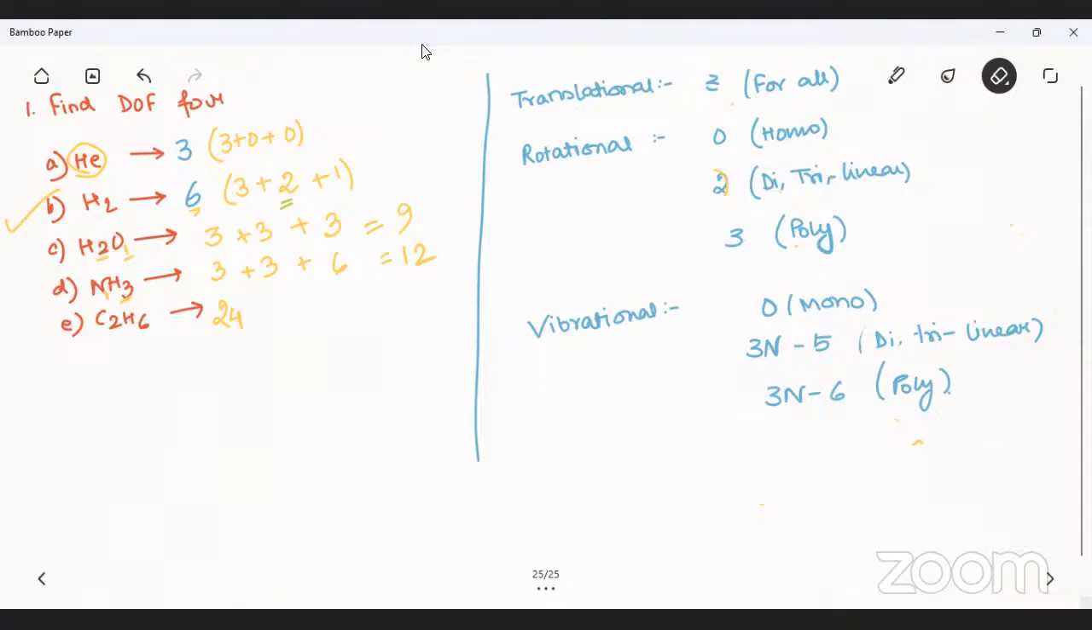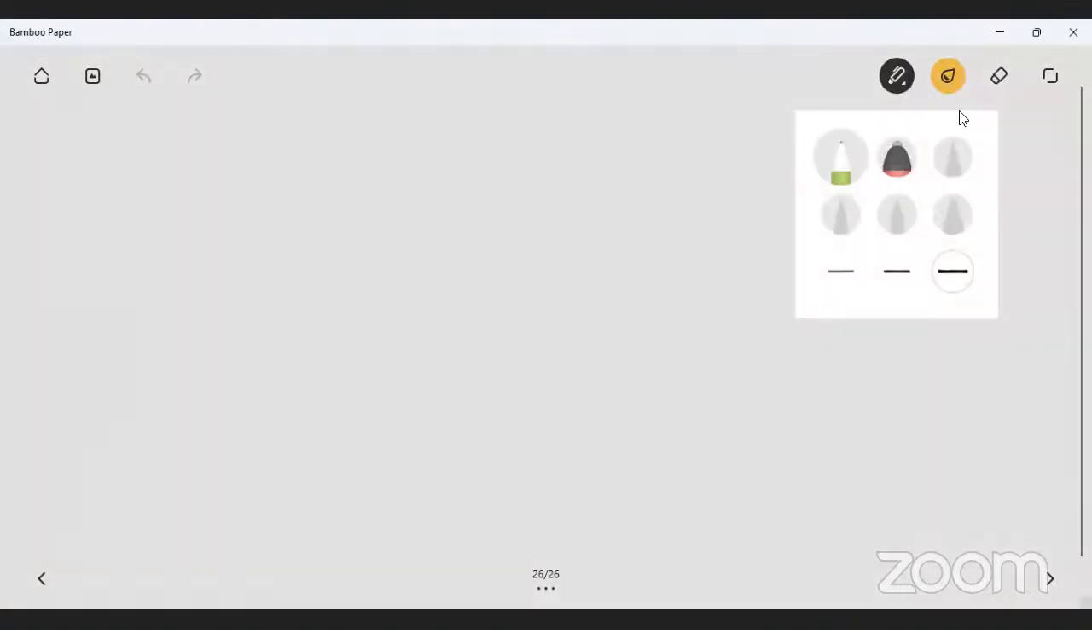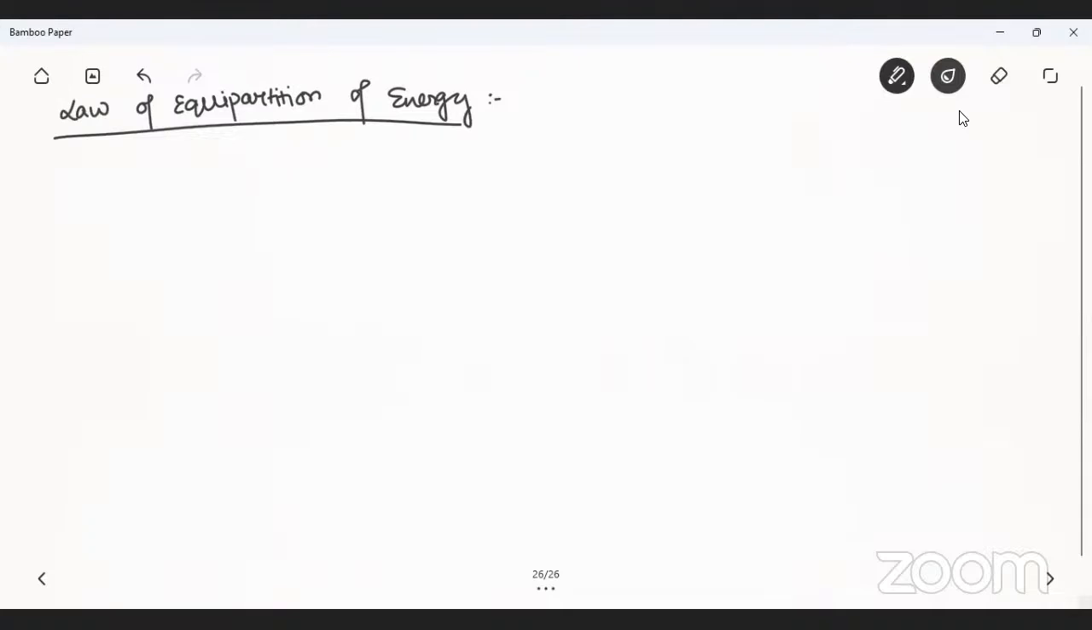Okay, so let's move. Degrees of freedom done. If a question comes from degrees of freedom, will you be able to answer? Yes, ma'am. Okay, good. Then comes the law of equipartition of energy. What is this law? This entire chapter you will be learning in physics also, but only the signs will be reversed. Whatever signs we use here, plus minus, there you will use a different kind of sign.